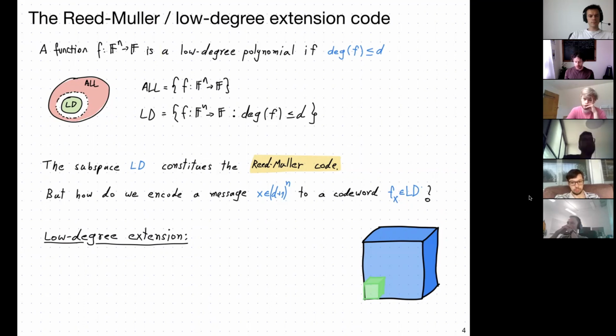In some sense, what we'll do is arrange the message in a cube, it just happened to be drawn in green here. And then we'll consider the unique polynomial of low degree which takes these values on this small cube.